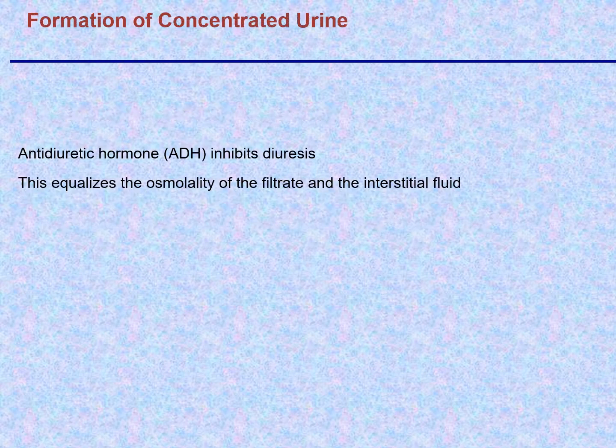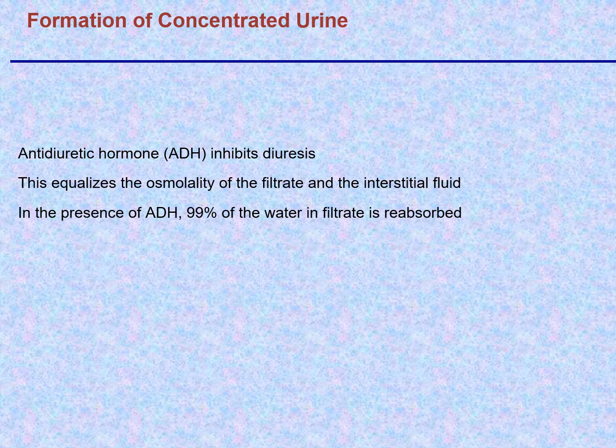Now, the opposite situation when concentrated urine needs to be produced, because the person is somewhat dehydrated, so they want to conserve water and keep that on board, or their plasma osmolality is higher than 300. So you want to retain as much water as possible. In that case, antidiuretic hormone will be produced. It will inhibit diuresis, which is the loss of water through the urine. And that helps to equalize and maintain the osmolarity of the filtrate and interstitial fluid. And you will get water reabsorption from the collecting ducts.